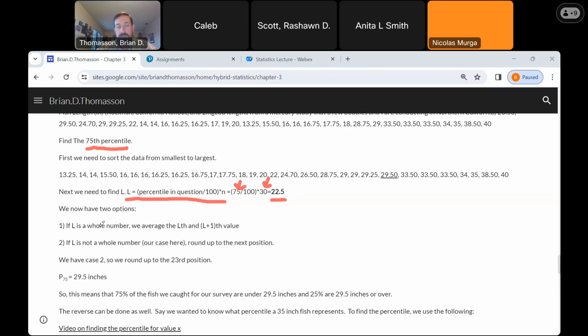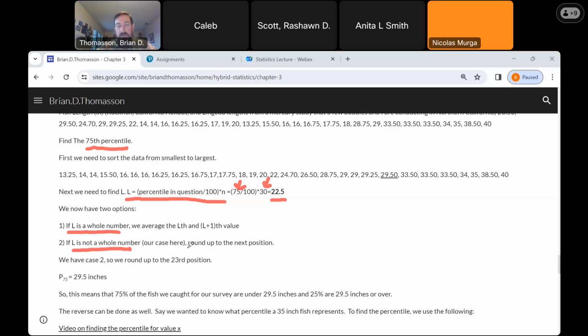We have 2 cases: if L is a whole number, or if L is not a whole number. If L is a whole number, we would average that value and the next one. We don't have that case. We have a number that is not whole, so we round it up to the next whole number. Even if it was 22.1, we would round it up to the next number.